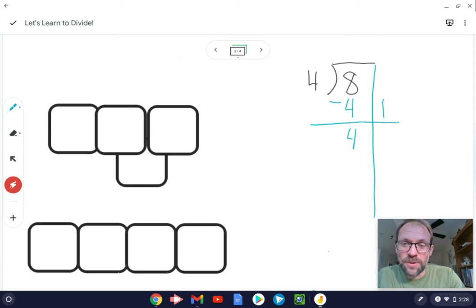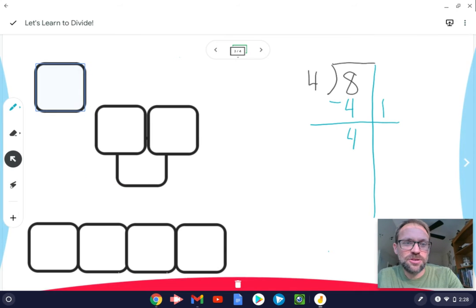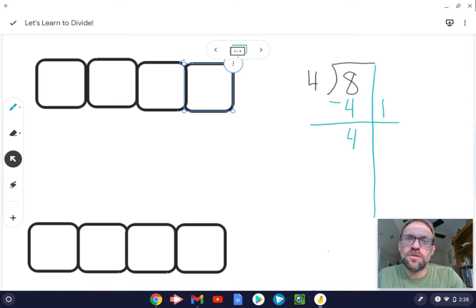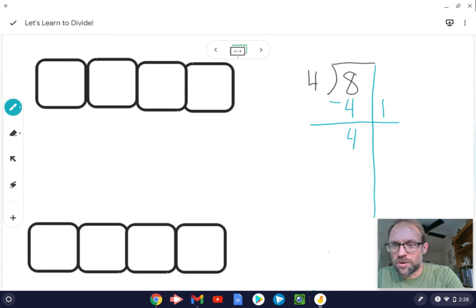Now we ask ourselves the same question. We just repeat the steps. Can we make another group of 4 from the 4 we have left over? Sure we can. Let's do that. 1, 2, 3, 4. There's another group of 4. So we record that as one more group of 4. And one group of 4 is 4.